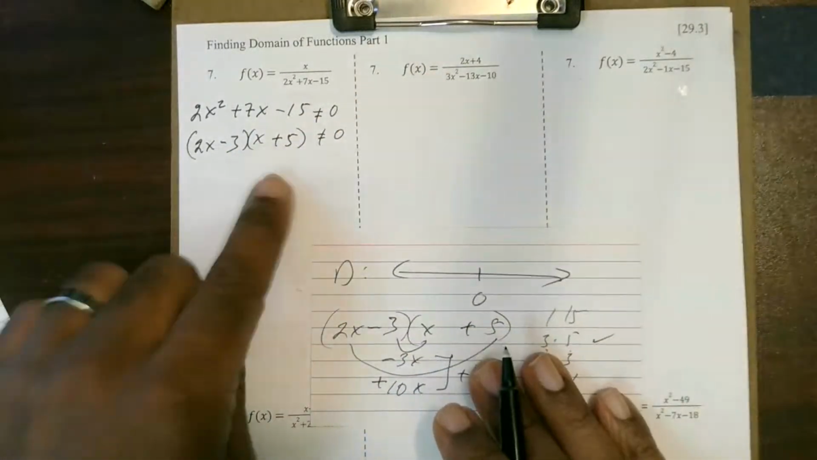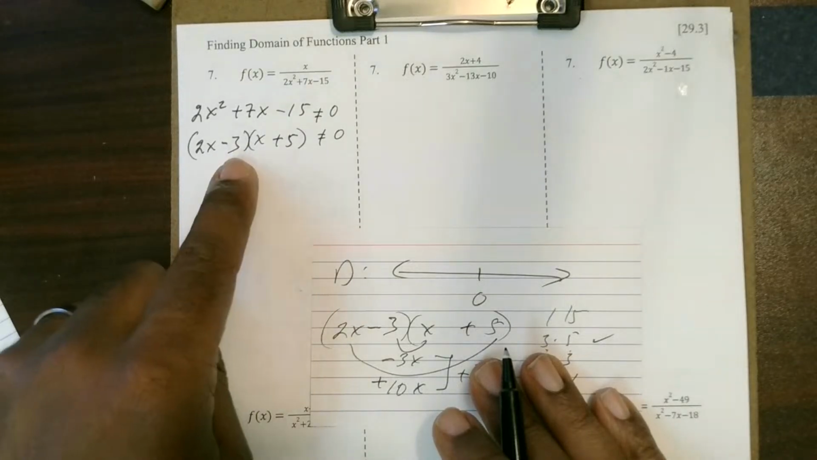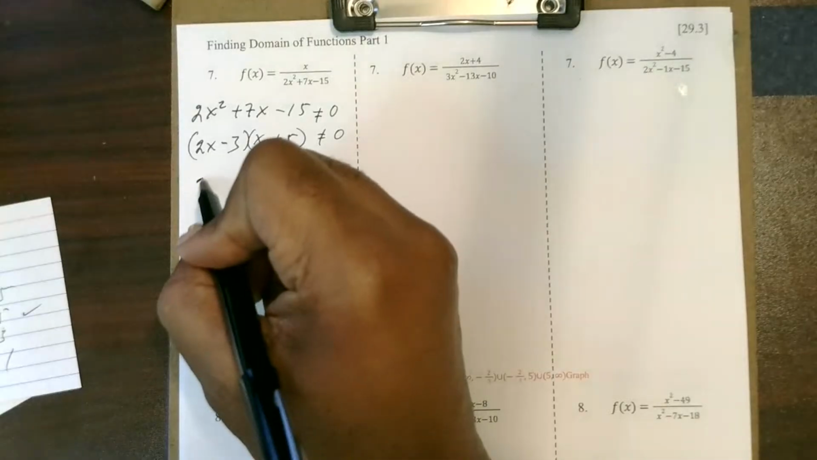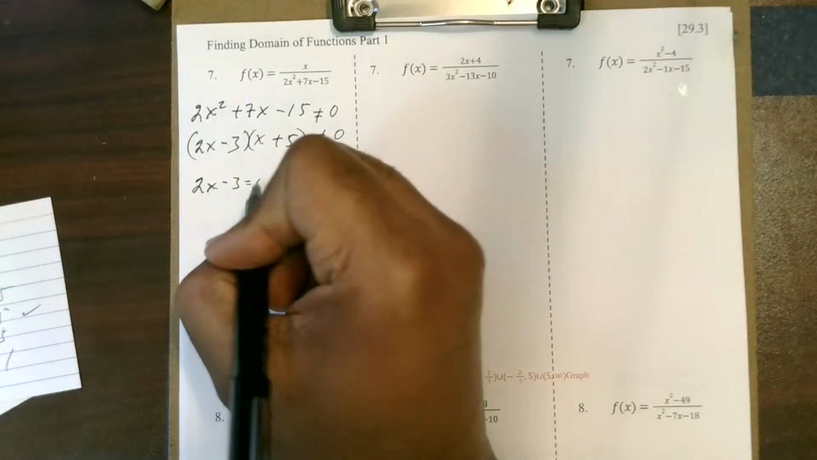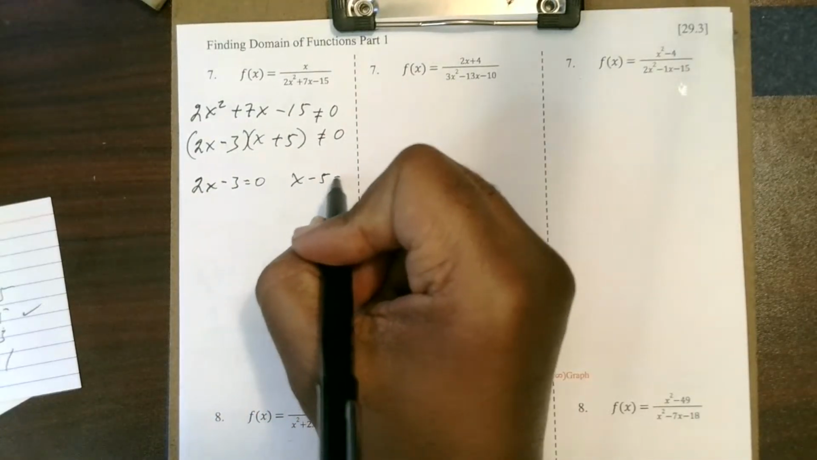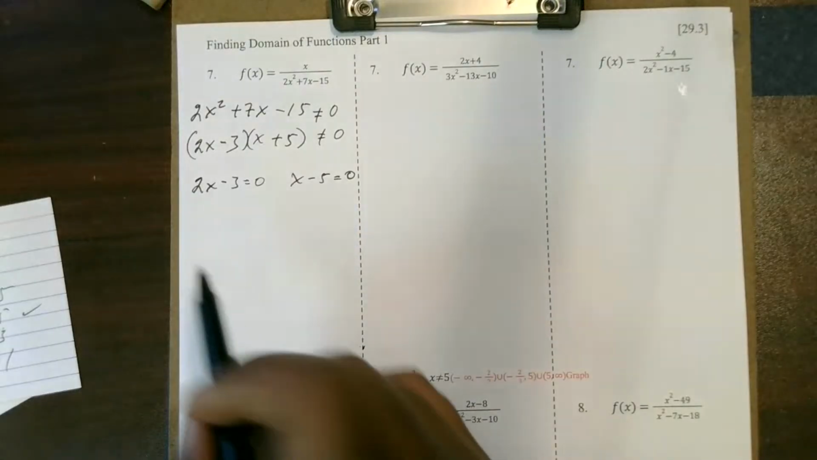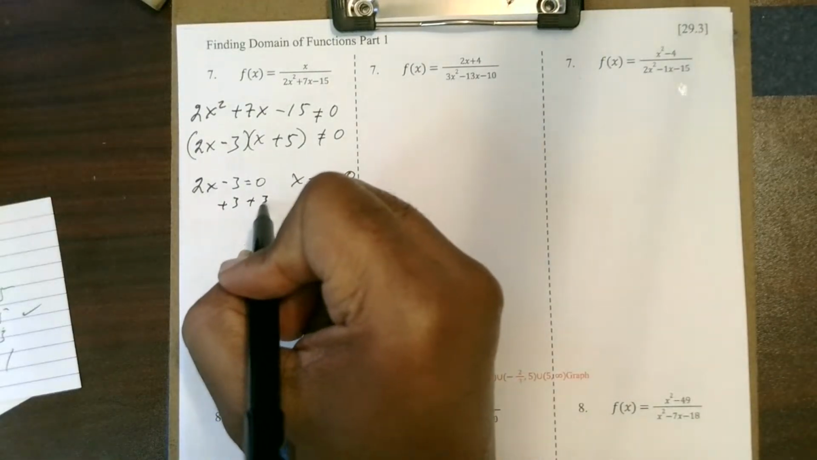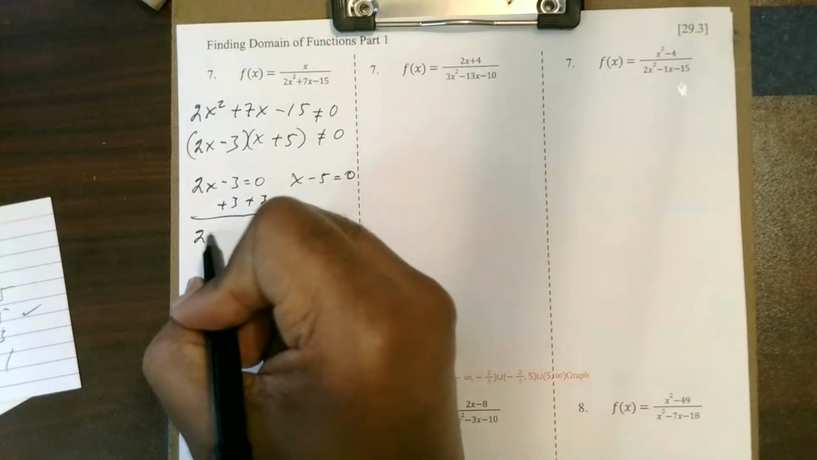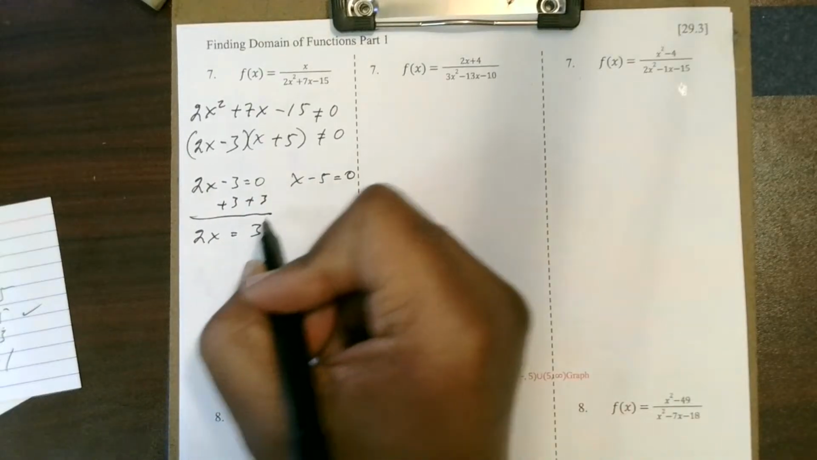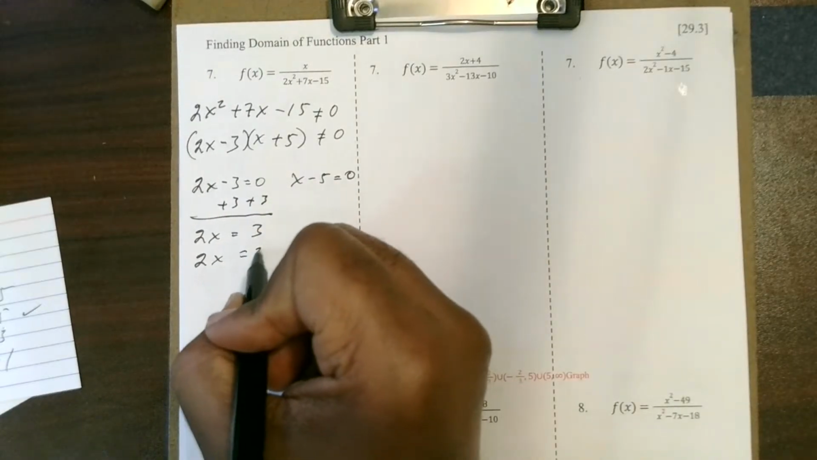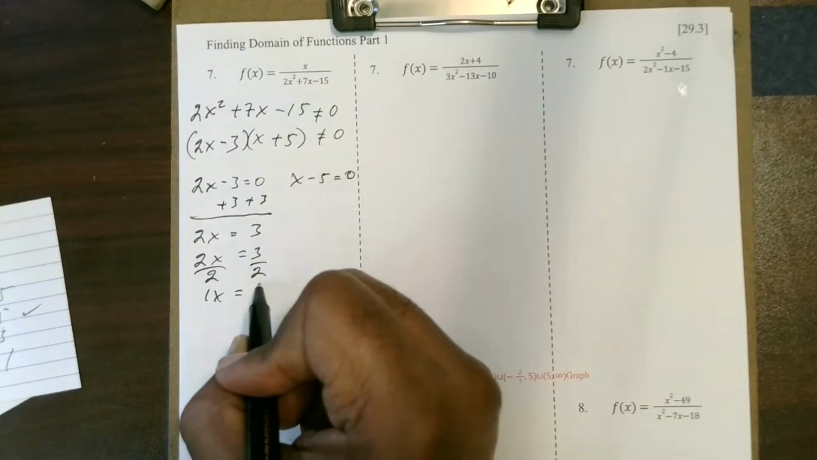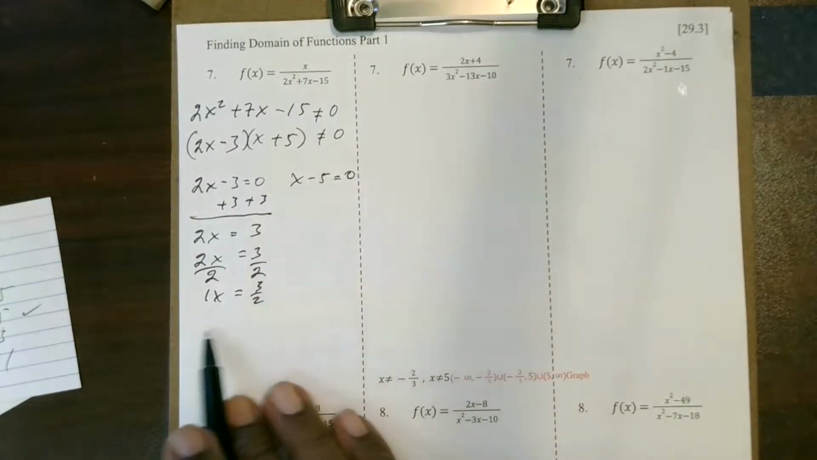Now that we have our factors, these factors are linears, so we can solve them both for 0. So we can say 2x minus 3 equals 0, and x minus 5 equals 0. Let's see. To solve this one, let's add 3 to both sides, and we'll get 2x equals 3. Then we divide both sides by 2. That will give us 1x equals 3 over 2. And that's one of my answers.